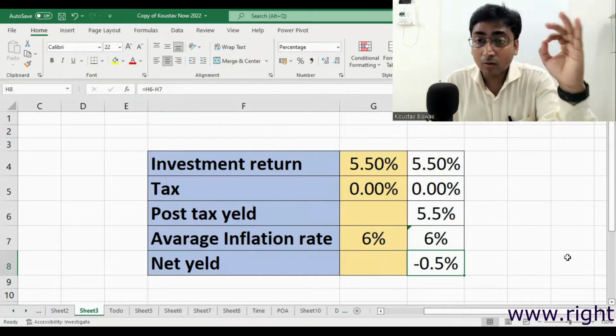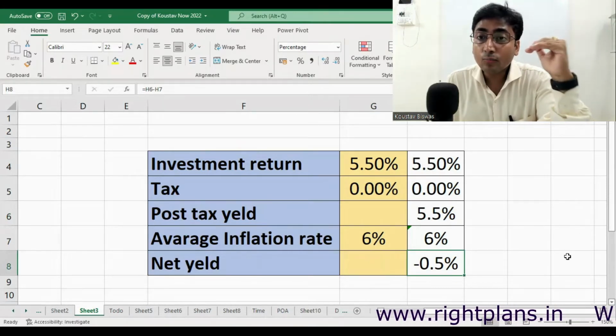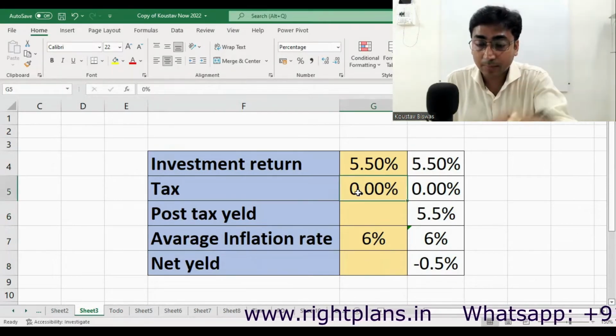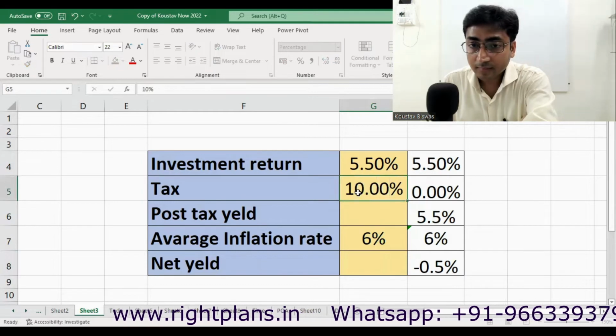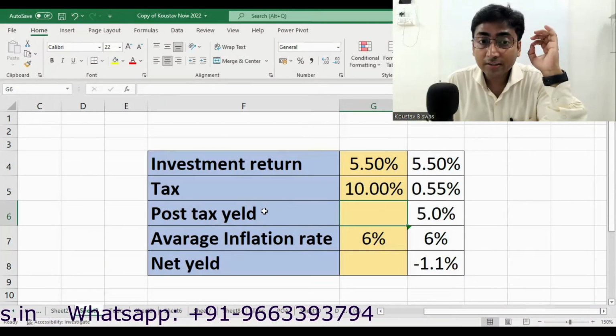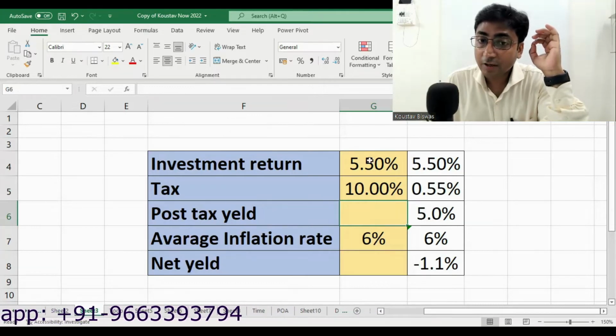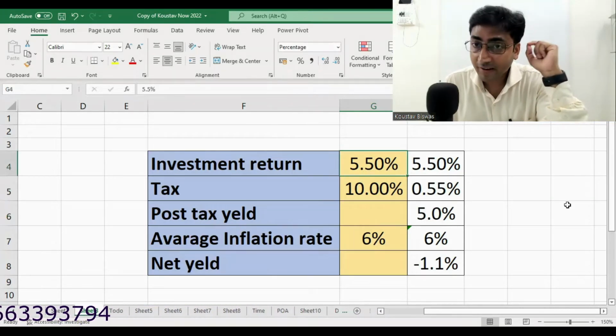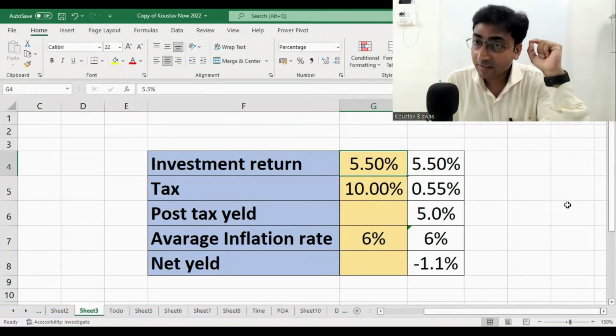Now say for example you fall under the 10% tax bucket, then your post tax yield, say your bank is giving you 5.5% rate of interest, right?